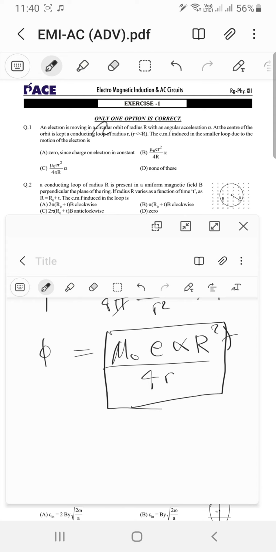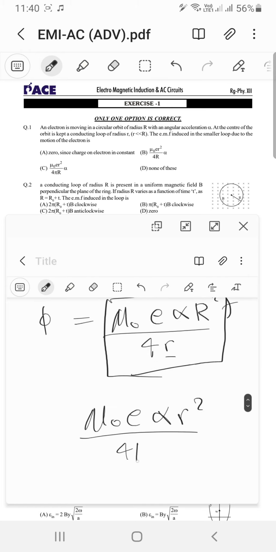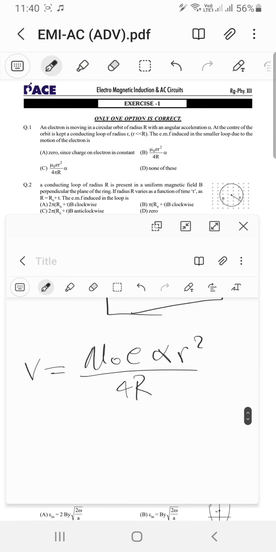Oh, wait a second. The electron is moving in the orbit, so instead of small r, you should say capital R. So mu naught E alpha small r squared upon 4 capital R. That is our EMF. Mu naught E alpha small r squared upon 4R. No pi over there because that got cancelled. So just 4R, that should be correct.